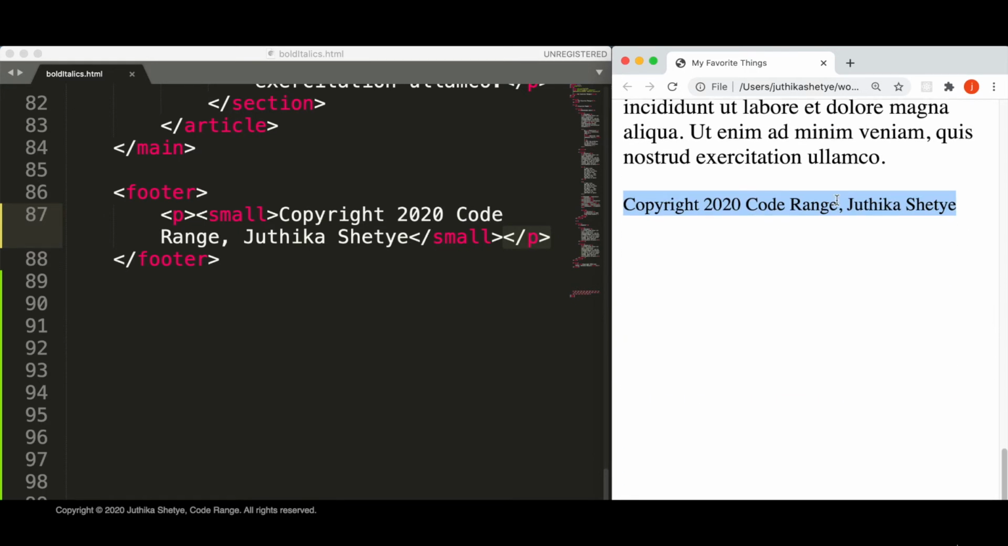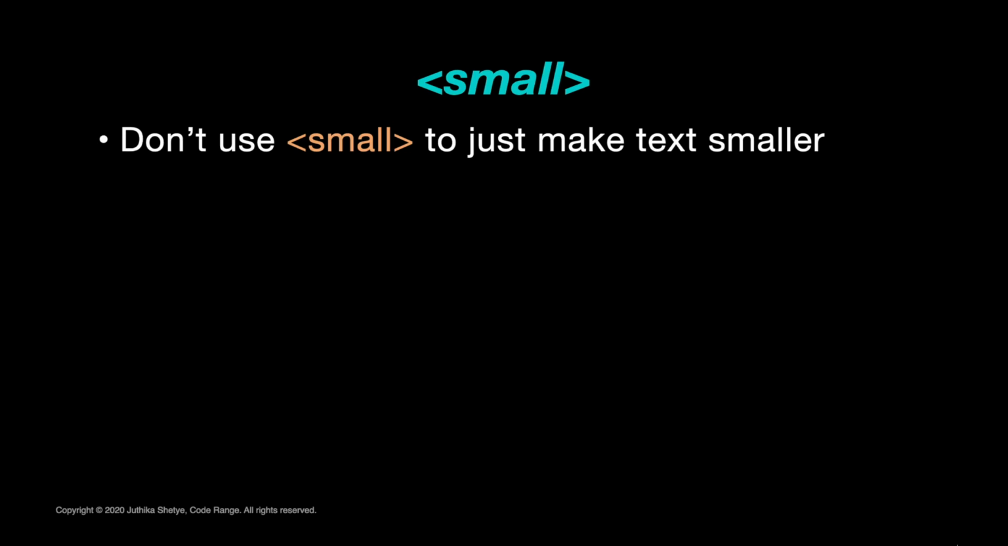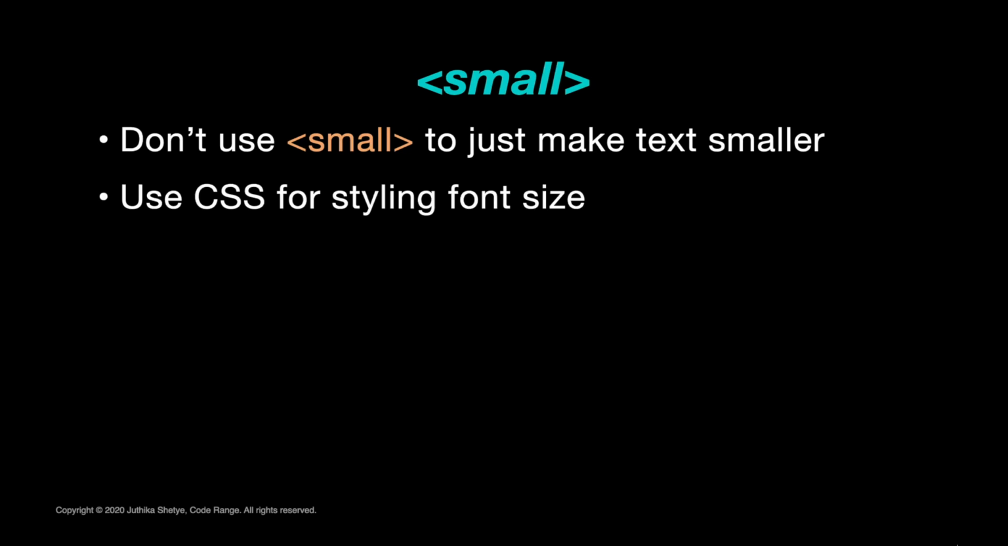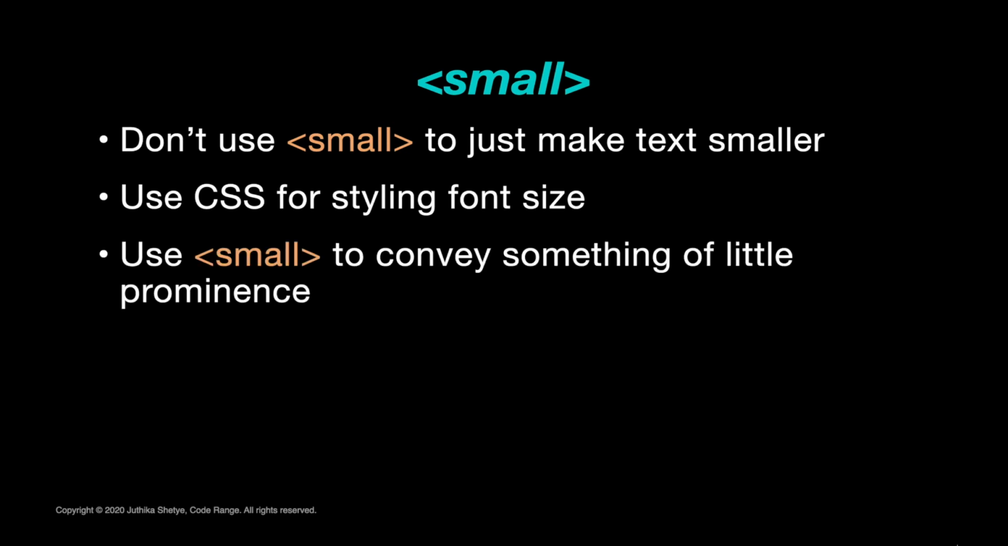So by default, the small element renders text within it one font size smaller than the parent paragraph. But a thing to note here is that we don't use small because we just want to make a certain passage of text smaller. We use CSS to adjust the size of text to be of any size that we want, large or small. It is correct, however, to mark text that has a small meaning. Just like you use the strong element to mark something that has a lot of importance, you can use the small element to convey that something has very little prominence or is not the main attraction of the page.